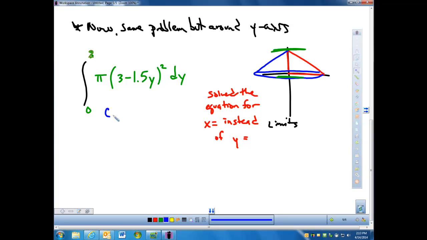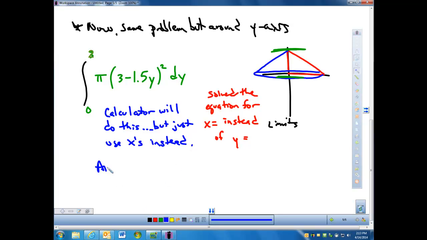Now I've rewritten that equation. I solved it for x instead of solving it for y, and that's my new function. Everything else is exactly the same. You can plug that in, and you can use your calculator even to do that, but you just have to make sure that you put y's in the problem instead of x's, and it will work out the same way. Okay? And when you're all done, you should get an answer of 6 pi. Again, if you want to try that, go back and see if you can do that correctly.